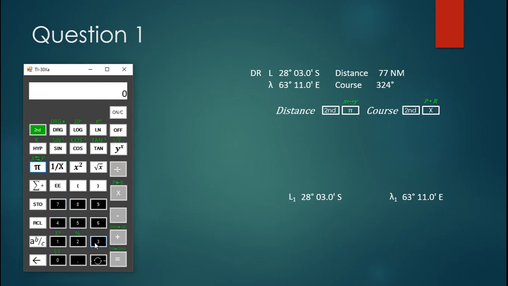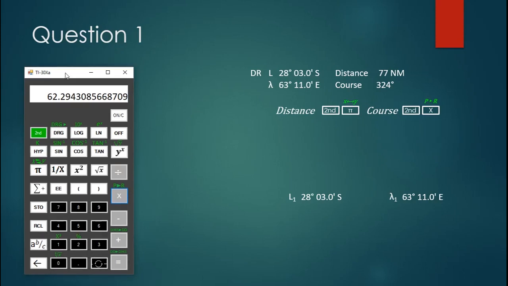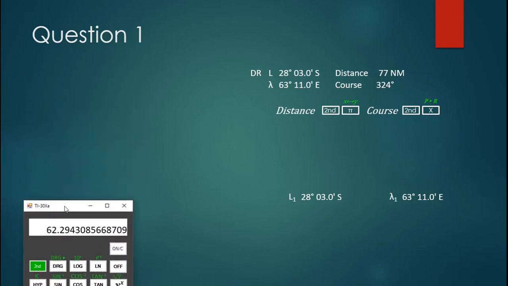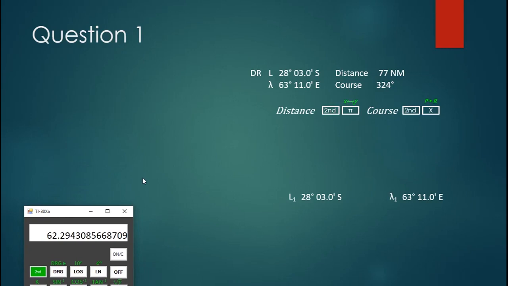Then we're going to hit our course of 324 degrees. And then we're going to second function. We're going to come over here to the multiplication key. You'll see a PR right above that. That's the second function of this key. And that's changing those XY coordinates from polar coordinates to rectangular coordinates. So we've second functioned, we're going to hit that. This number right here is going to be our difference in latitude. Now it's pretty important that you leave that number in your calculator because we're going to use it here in a second.